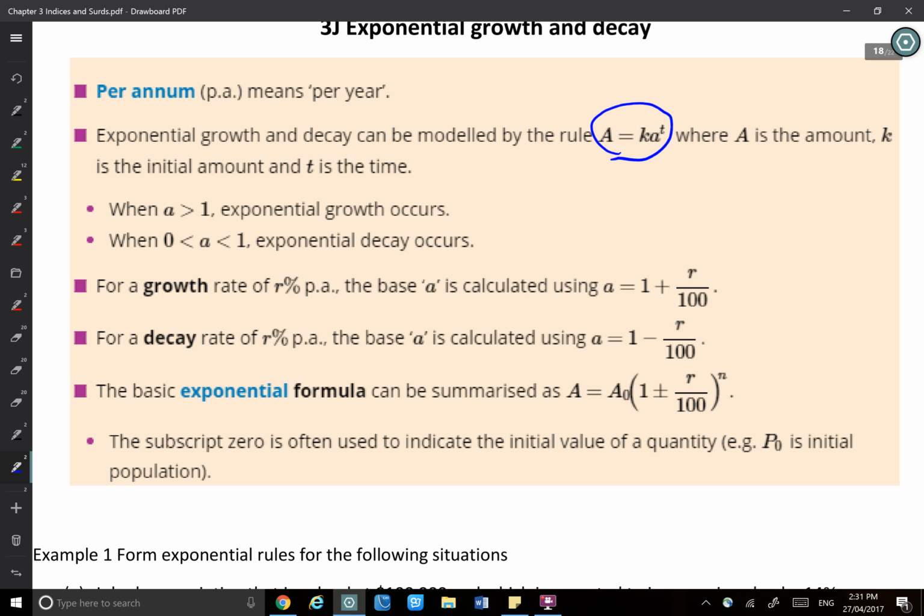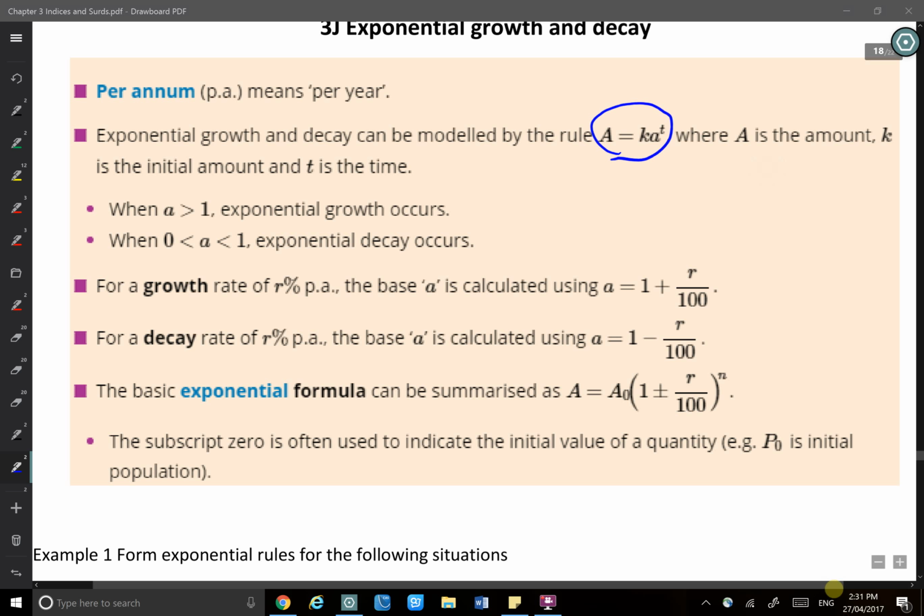What is exponential growth? Exponential growth equals k times a to the power of t, where a and k are constants. Here a is the base, k is the initial amount, and t is the time.